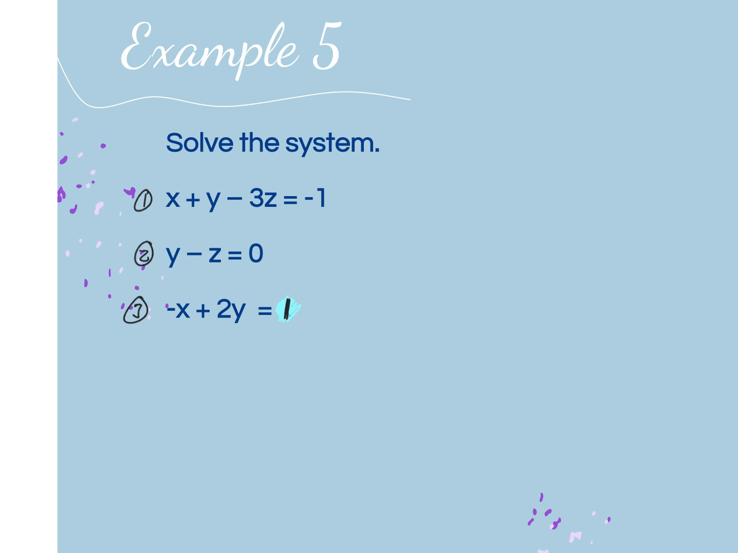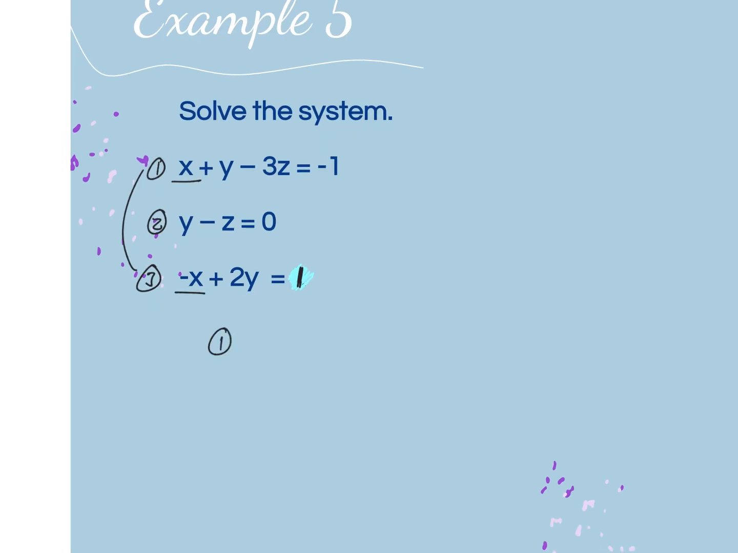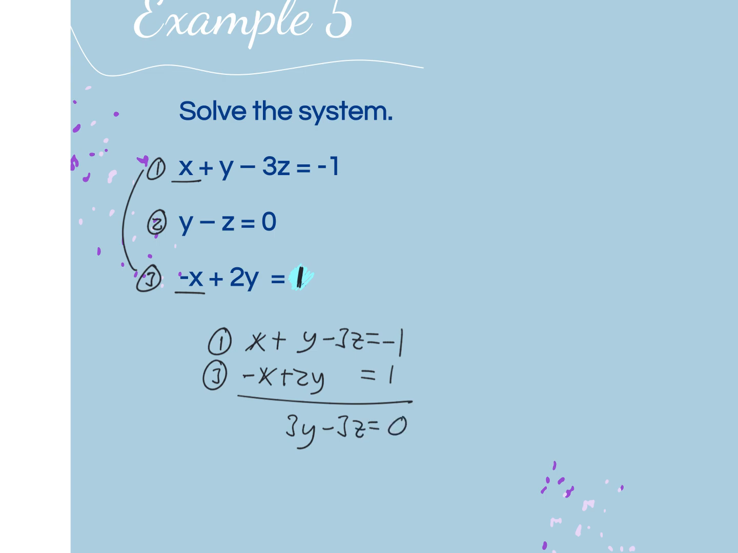So you can always keep combining. We can do equation 1 and equation 3, right? That seems like the most obvious choice, the x and negative x. So if you combine equation 1 with equation 3, equation 1 is x plus y minus 3z equals negative 1. Equation 3 is negative x plus 2y equals 1. Then the x and negative x cancel out. y plus 2y is 3y. And then minus 3z, nothing combines with that. And this equals 0. So I'm going to call this new equation 1.